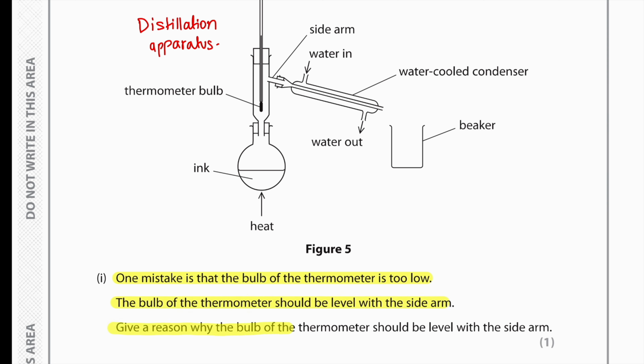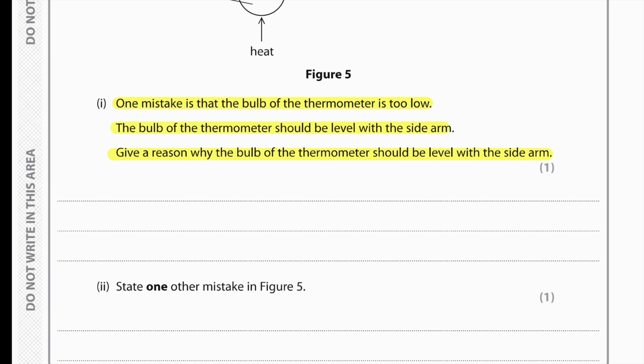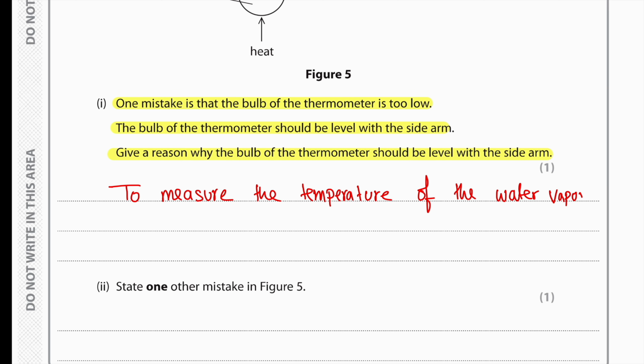Give a reason why the bulb of the thermometer should be level with the side arm. The bulb should be next to the side arm, so that we can measure the temperature of the gas that is passing into the condenser. So the answer can be written in this way: to measure the temperature of the water vapor passing into the condenser.